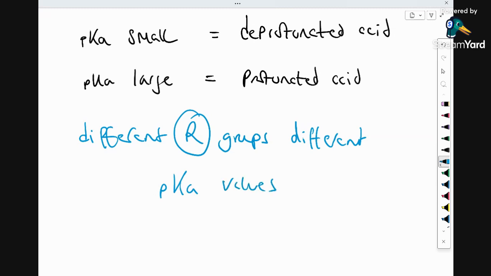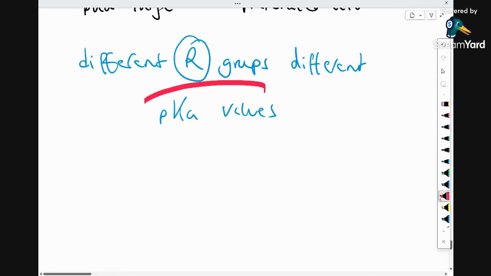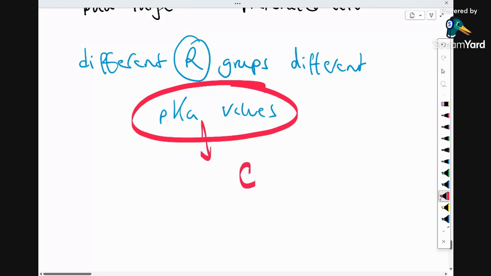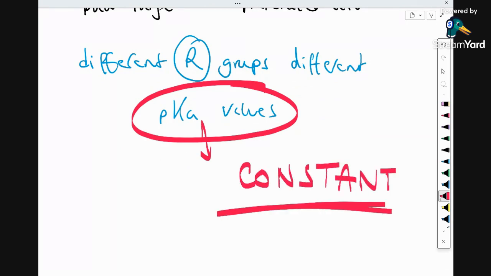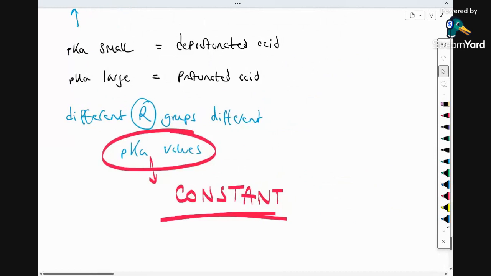Okay, and it's important to note that the pKa value is a constant. Okay, so this does not change. Each R group has its own distinct pKa value.